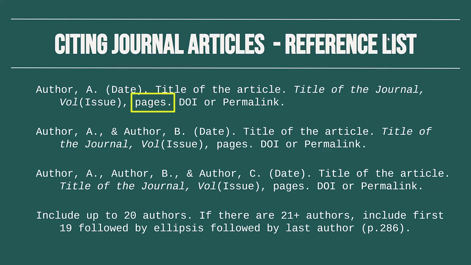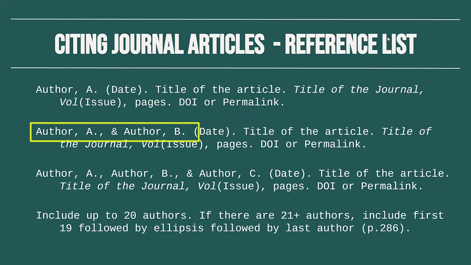This is followed by a period. The final part of the citation is the Digital Object Identifier, or DOI, if available, or the permalink to the article. Although articles and databases are often accompanied by a permalink, this might be called by other names, such as a stable link, or persistent link, or permanent link.